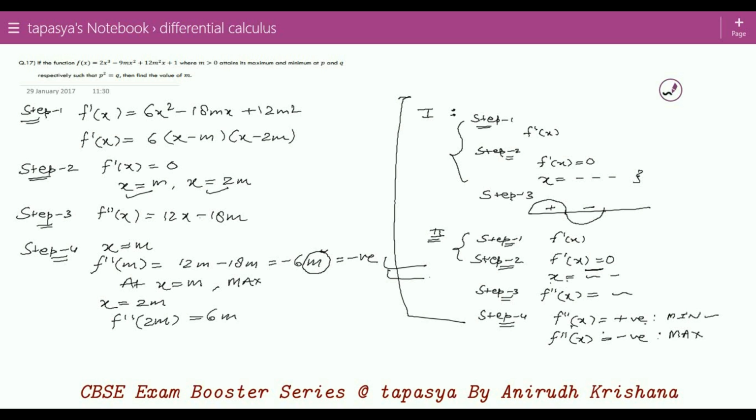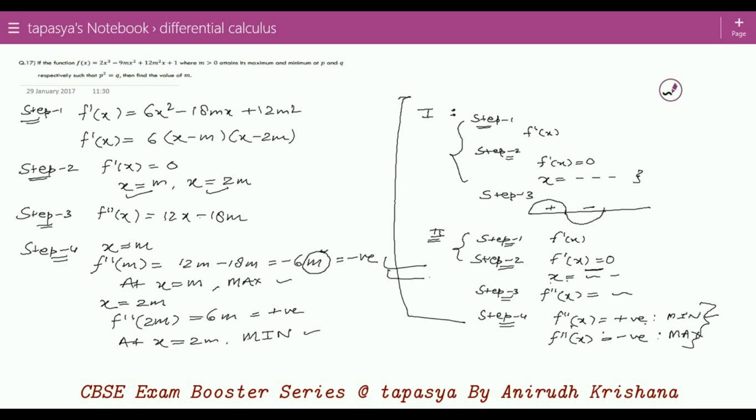Already it is given that value of m is positive, and if this is multiplied with 6, this results in a positive result. So this is the positive result, and in this way you can say that according to this conclusion, at the point x equals 2m, there exists a point of minimum. Okay, so these are the points of maxima and minima for the given f x.